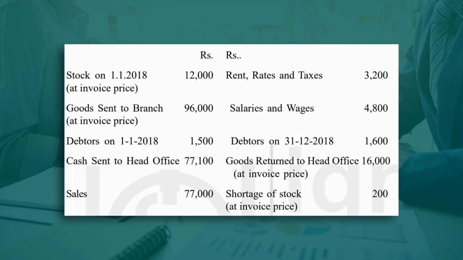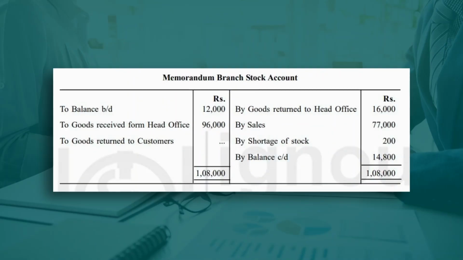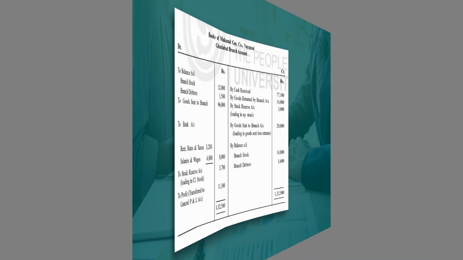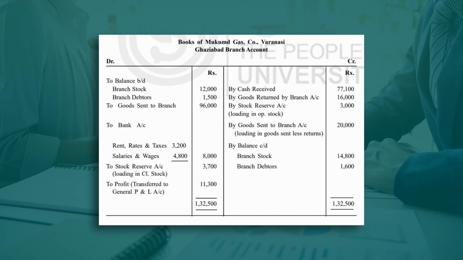So, the balancing figure would be, the total is 1,08,000, out of 1,08,000 if we subtract this and this, the balancing figure will come 14,800. It means this is the closing balance of branch stock. So, this is what we have written here, closing balance of branch stock 14,800. So, 1,32,500, 1,32,500. So, this was all about this session on branch account part 1.